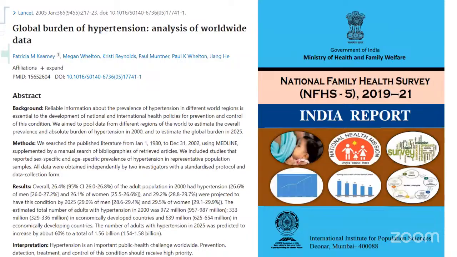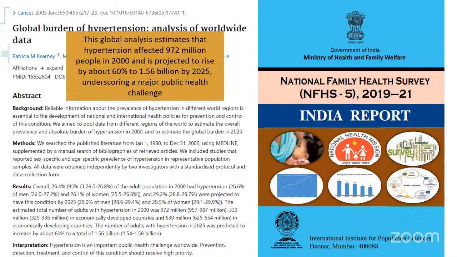So this is the example of cross-sectional study. The first is global burden of hypertension, which is an analysis of worldwide data. This was a study conducted in 2005, which estimated that 972 million people were affected by hypertension. They forecasted that in 2025, this value will rise by almost 60%, that is, 1.56 billion people will have hypertension in 2025. So this kind of study is a forecasting study.